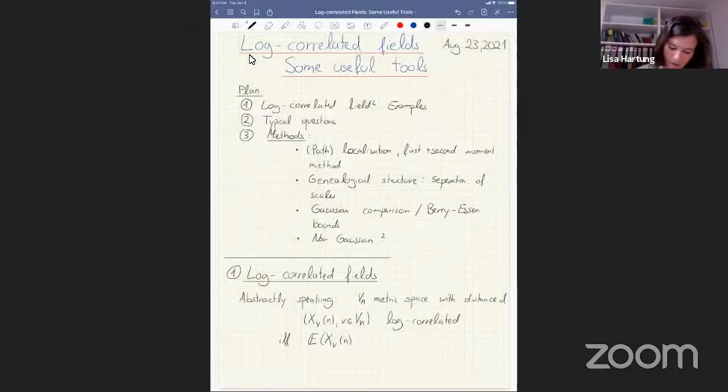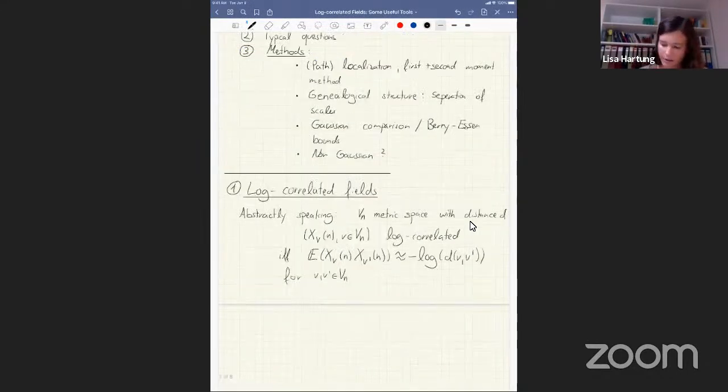X_v(n) and X_v'(n) roughly look like the logarithm of the distance between v and v prime, for any elements v and v prime of the matrix. And in particular, we have a rather slow decay of correlation.